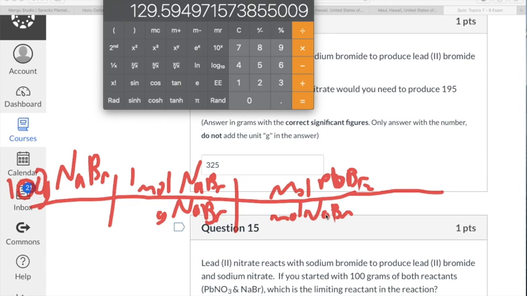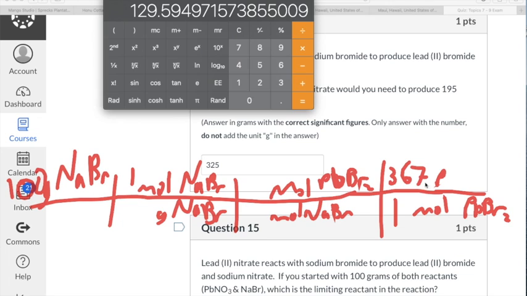PbBr2. I'll look this part up in my balanced reaction in just a moment. I'm just going to keep writing my units down. Moles for every 1 mole of PbBr2, I get, and I just wrote this down, 367 grams. We did that in our last one. We did it in a problem up above too, if you remember. So grams of PbBr2. I'll fill out the rest of these numbers. I'll look at my balanced reaction. It looks like I have 2 moles of NaBr for every 1 mole of my PbBr2. That was from my balanced reaction from the question above.